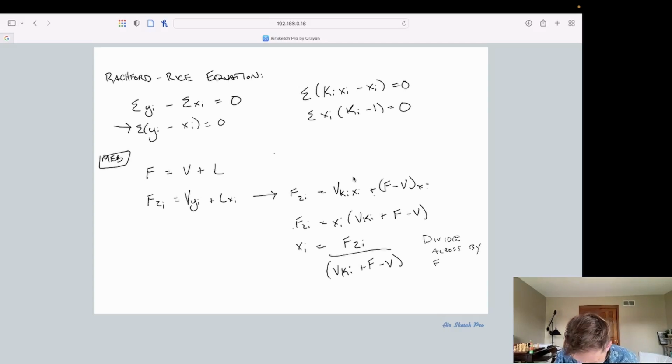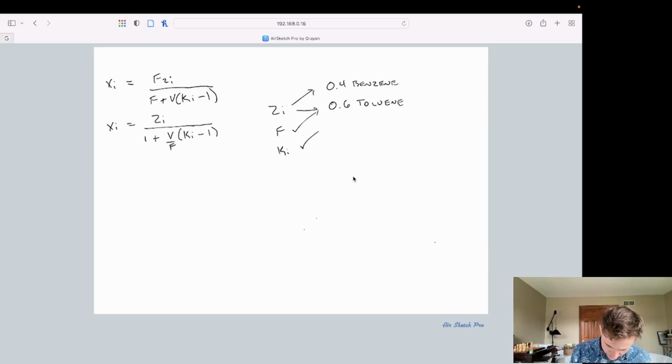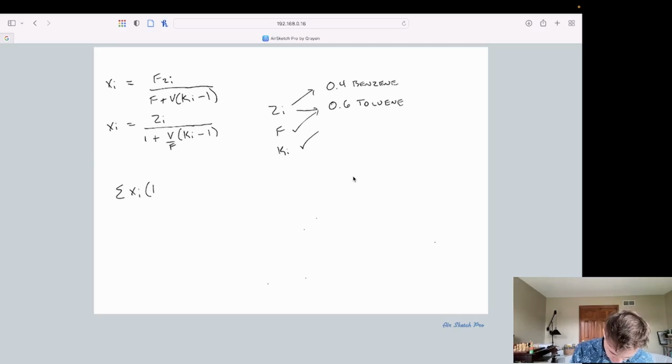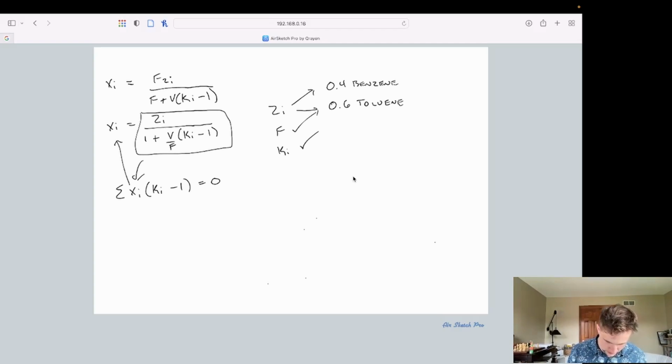And up to this point, what we have done is, let's see, where are we at? With all the equations I kind of lost my bearing, so let's go ahead and rewrite this on our page here. So the sum of xi multiplied by Ki minus 1 equals 0. So now we can go ahead and substitute this into here, because this is xi.